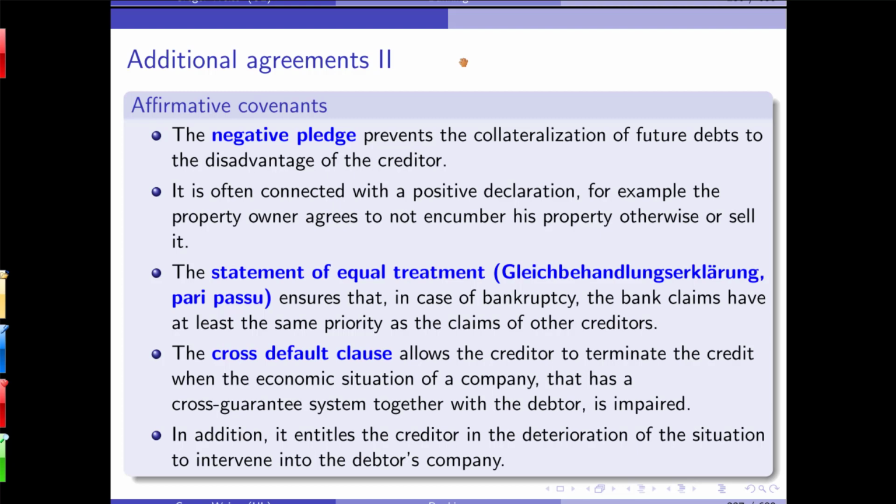Okay. Cross-default clause allows the creditor, the bank, to terminate the loan when the economic situation of a company that has a cross-guarantee system together with a debtor is impaired, meaning that someone else defaults and you can terminate the contract with this particular company because you know the default of the other company will have an impact on this company as well. Best example in the car manufacturing and automobile industry: if Daimler defaults, all those suppliers to Daimler will also be in big problems. And then banks may terminate their loans prematurely. So those are affirmative covenants.